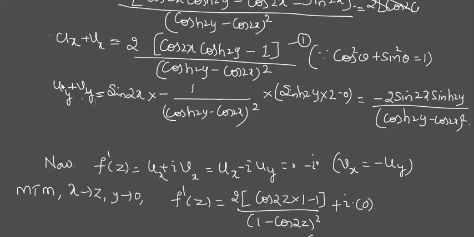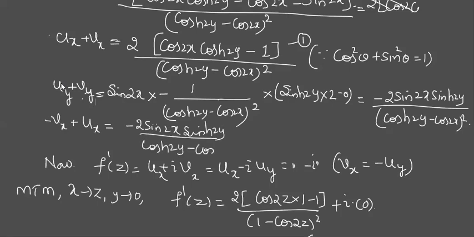So what can I write in place of uy? CR equation. What is uy? Minus vx. And what is vy? It is ux. This is the same: minus 2 sin 2x sinh 2y upon (cosh 2y minus cos 2x) the whole squared. You can try further solving this example if you want, else I'll show it. See, now you can apply that. Am I right?